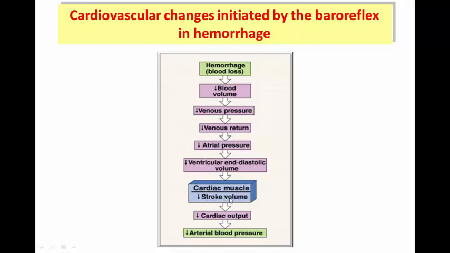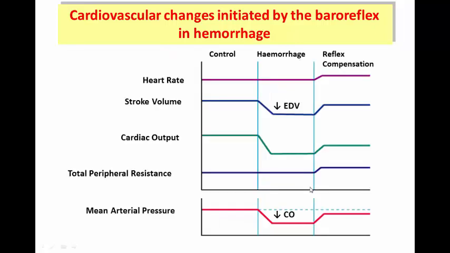The decrease in the stroke volume decreases the cardiac output, and the decrease in the cardiac output lowers the arterial blood pressure. The lowered arterial blood pressure is detected by the baroreceptors, initiating the baroreceptor reflex. So we have increased sympathetic outflow to the heart and blood vessels, and decreased parasympathetic outflow to the heart.